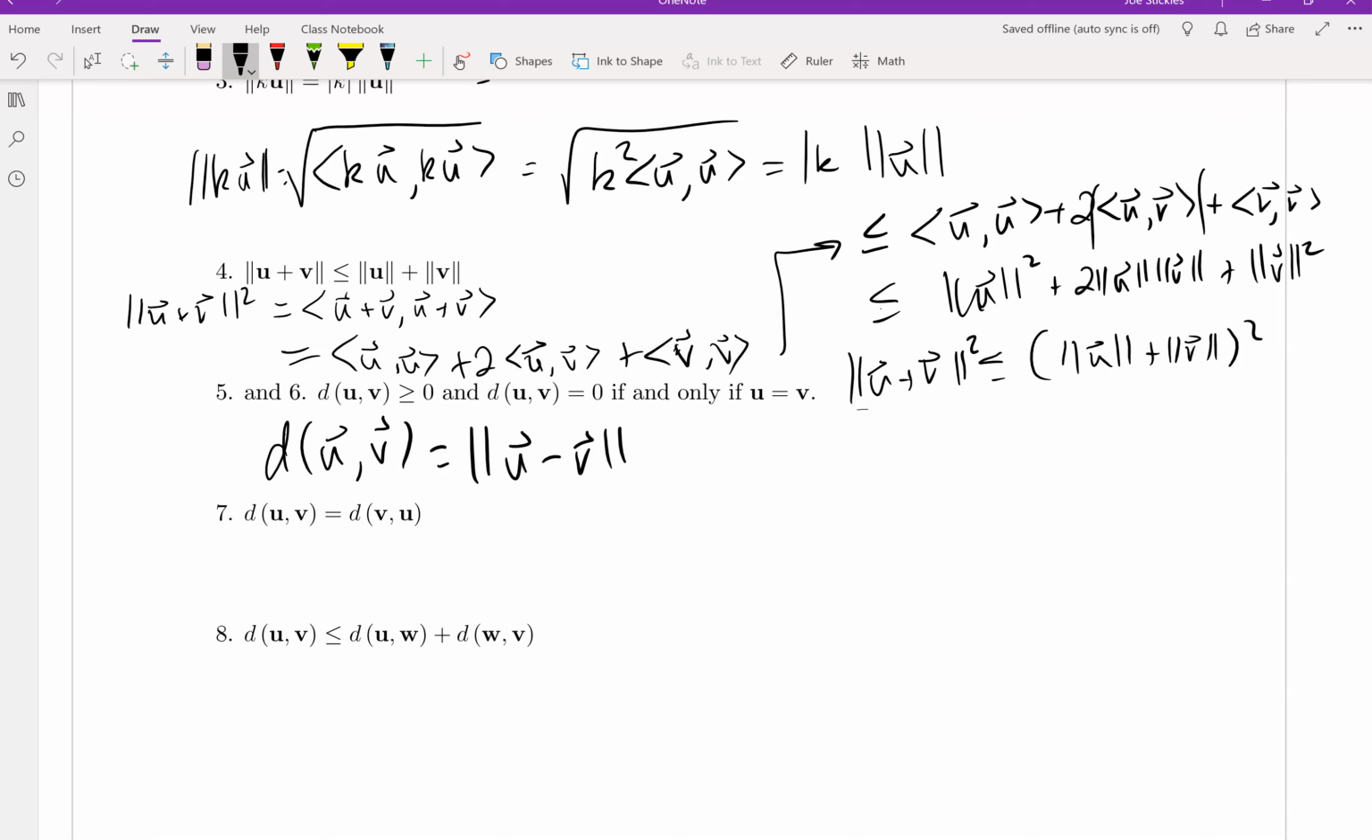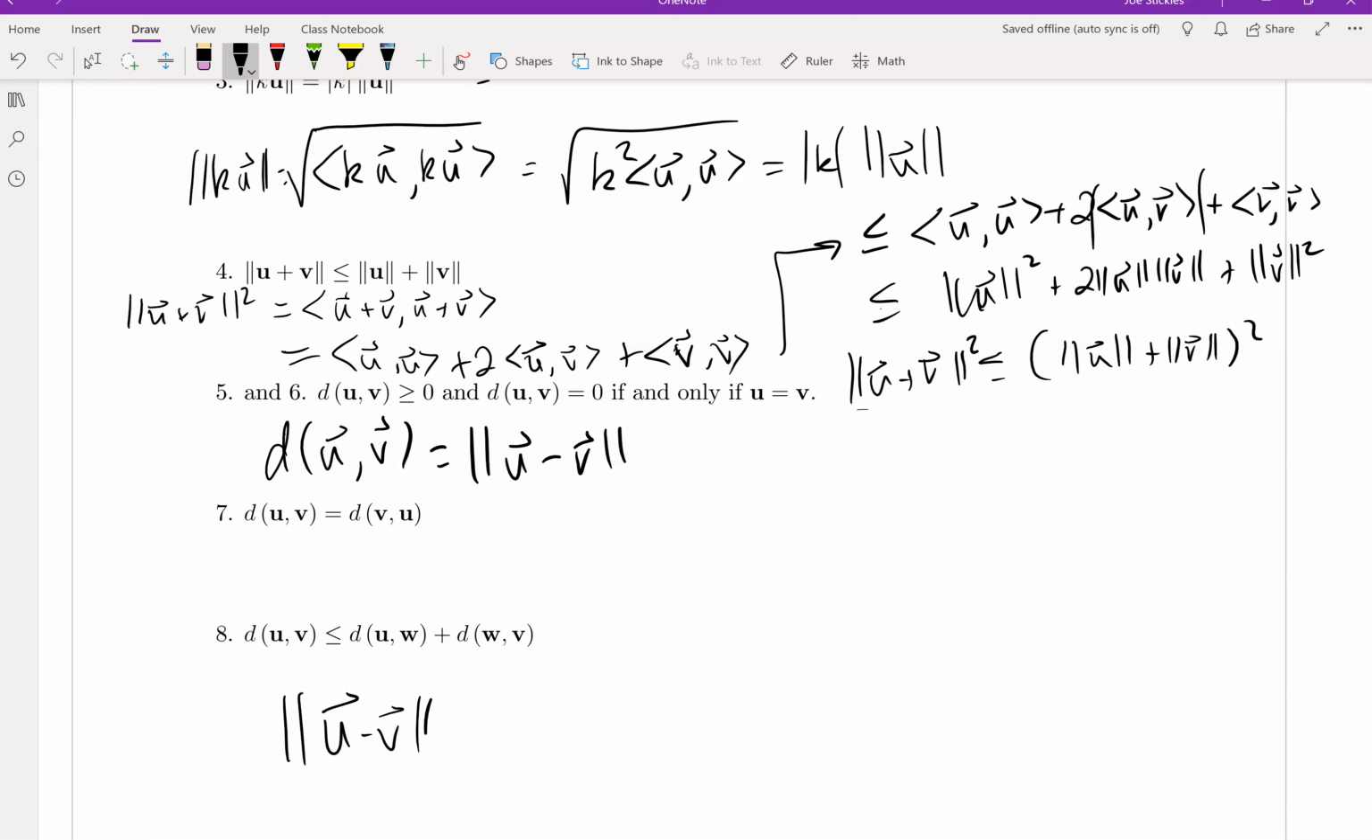This property here, where the distance from u to v is the same as v to u, is basically a restatement of this absolute value property up here. V minus u is the negative of u minus v, and if you pop out a -1 and take its absolute value, it stays the same. This one is a restatement of our triangle inequality again.